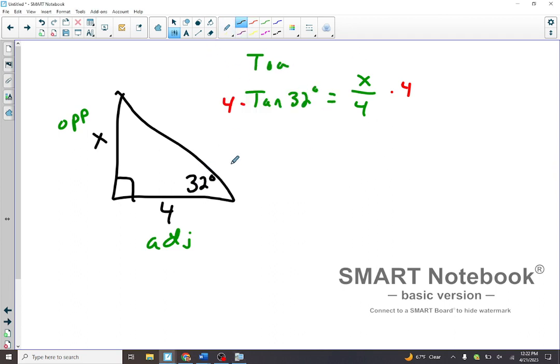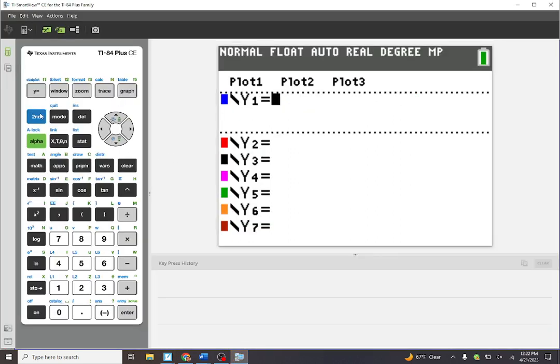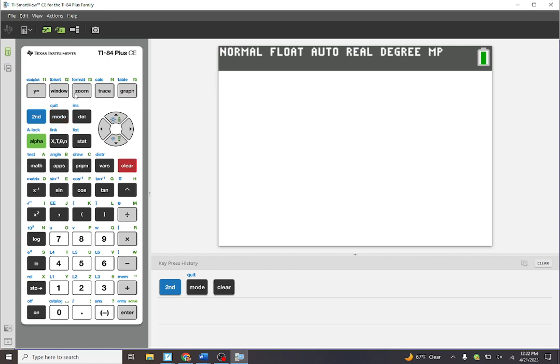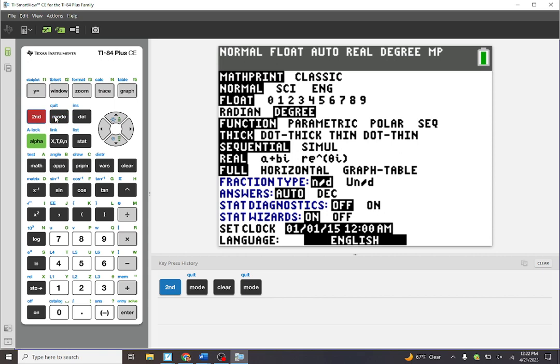If the degree symbol's there, put it in degrees, but if it's not, then it's radians. Wait, what do you mean? It's tan of 32 degrees. You make sure the calculator knows it's in degrees. And what about for radians? It wouldn't have a degree symbol like that. Mine is in degrees, thankfully.